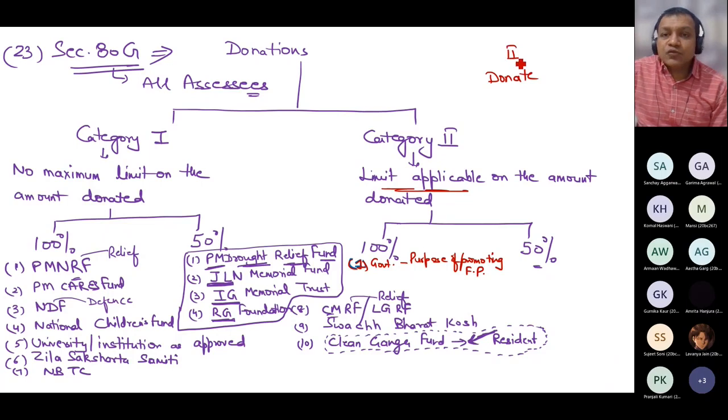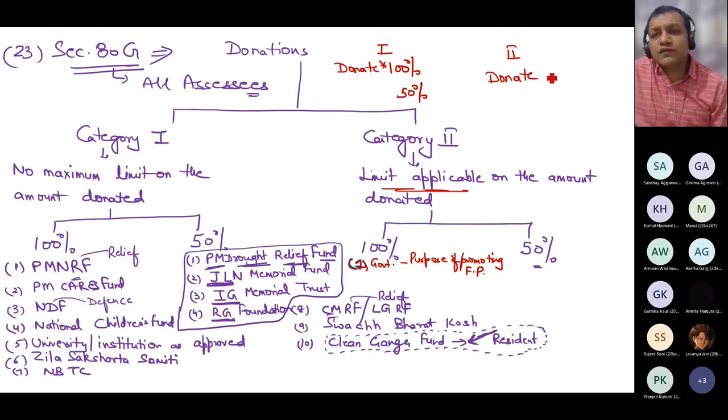what happens in category 2? What is the difference between 1 and 2? In category 1, whatever you donate, directly the amount will be multiplied by either 100% or 50%, as the case may be. But in category 2, whatever you donate, you cannot directly multiply by 100 or 50. You have to compare this donated amount with the eligible amount.